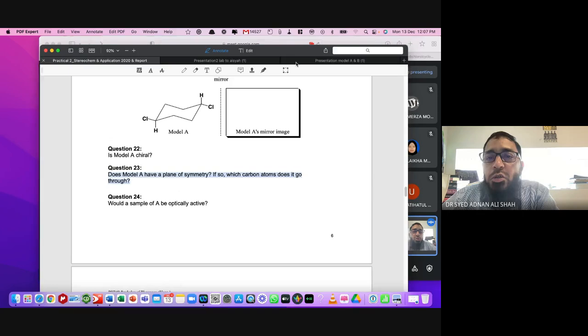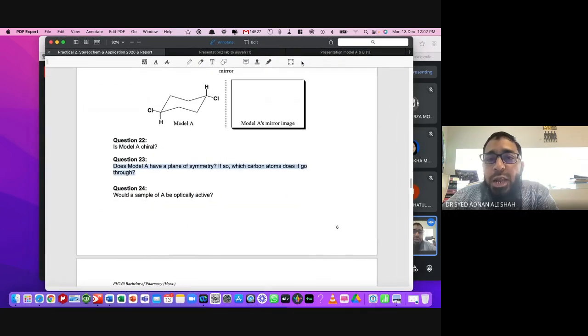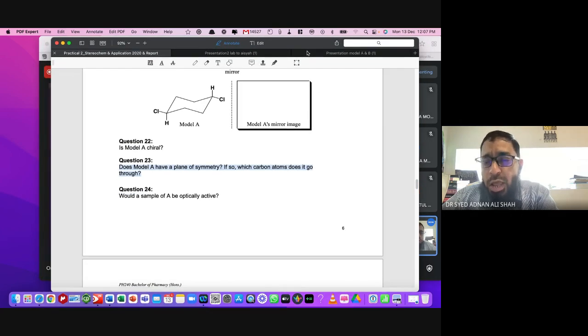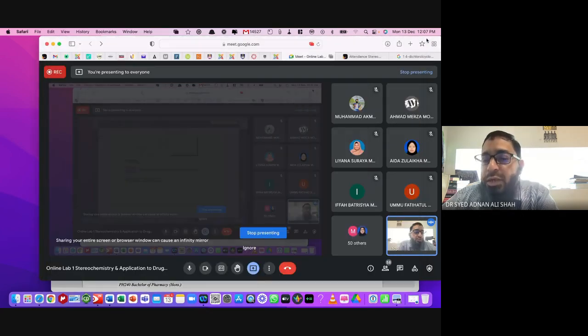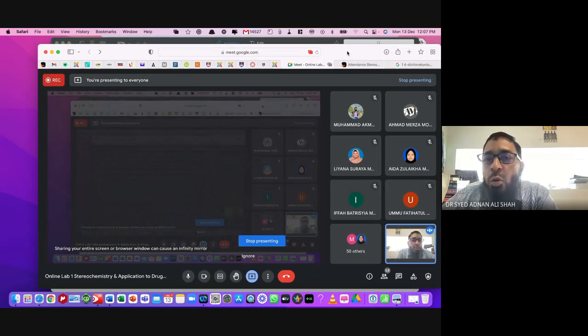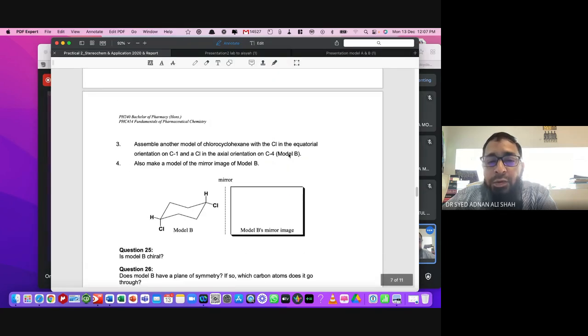In order to be optically active, the molecule should be chiral, right? The molecule should not have a plane of symmetry. If the molecule has a plane of symmetry, then the molecule will be achiral as a whole, and it will be optically inactive. The same example you can see here also.